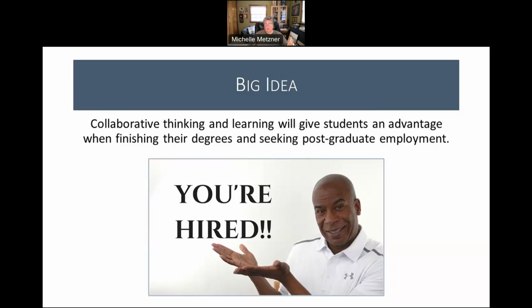Therefore, collaborative thinking and learning will give students an advantage when finishing their degrees and seeking postgraduate employment. Are you intrigued? Good. Stick with me because this conference will explore why collaborative thinking is such an important facet of our educational and professional lives.